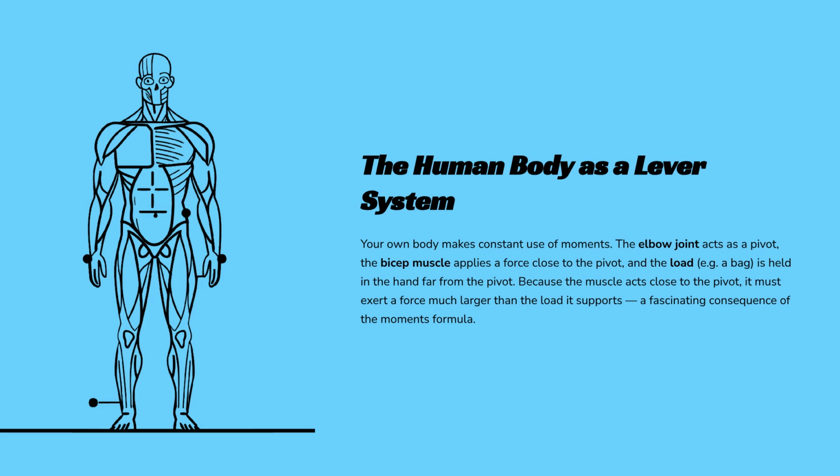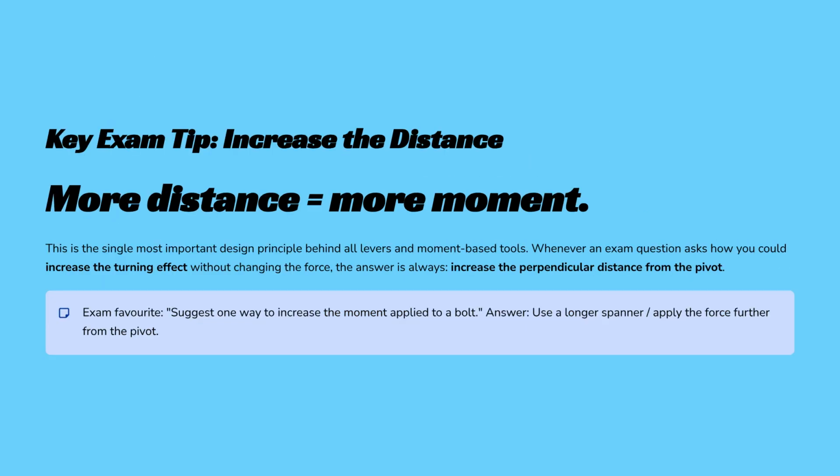The human body is a complex lever system. Your elbow acts as a pivot, and your bicep muscle provides the effort to lift objects, demonstrating moments in your own anatomy. Remember, the most common way to increase a turning effect is to increase the distance from the pivot. Use this tip to excel in your exam questions on moments.